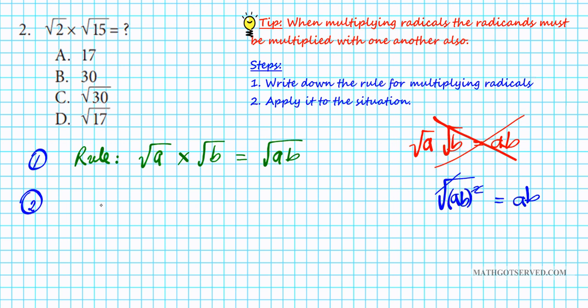So we have the square root of 2 times the square root of 15. Remember, we are multiplying, not adding. So it's going to become the square root of 2 times 15, which is the square root of 30. Answer is option letter C.